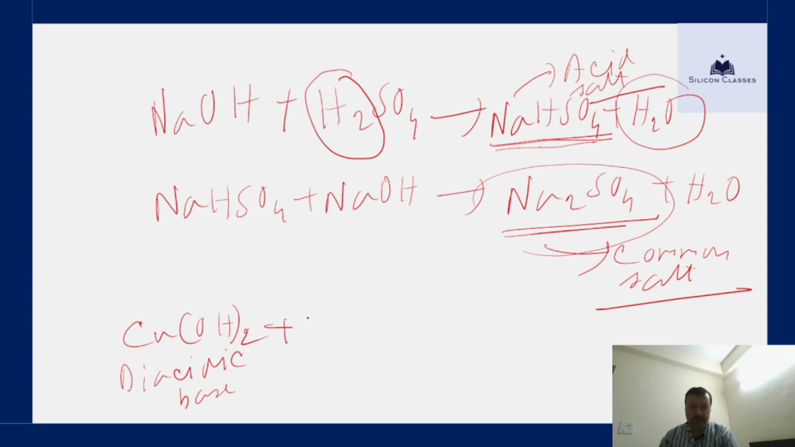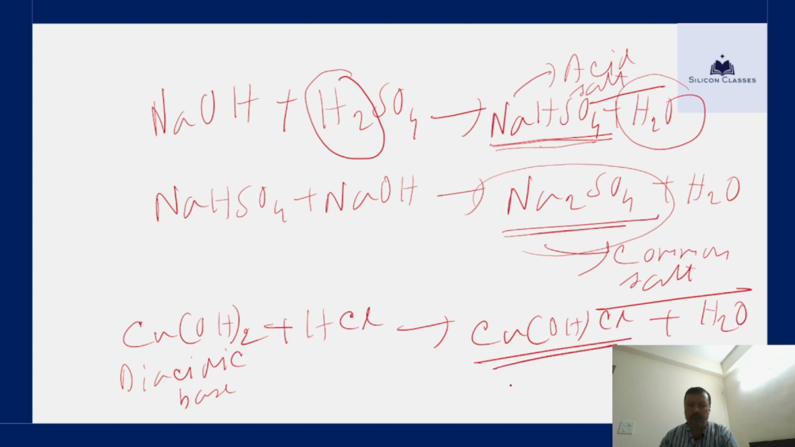When it reacts with HCl, it forms Cu(OH)Cl plus water. This is called the basic salt, where only one hydroxide ion out of the two hydroxide ions present in copper hydroxide has been replaced by the Cl minus ion of hydrochloric acid, to form the basic salt.